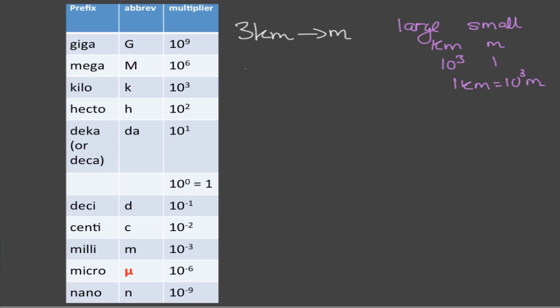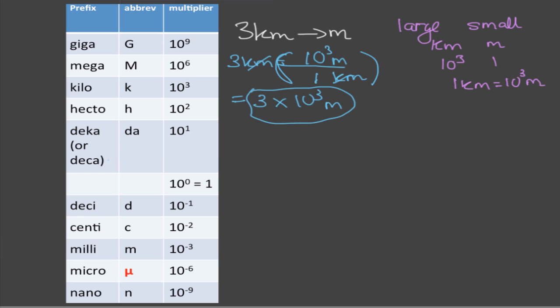Now we can do the conversion. 3 kilometers multiplied by, kilometers will go in the denominator, meters in the numerator. We have just written 1 kilometer is 10 to the 3 meters. The kilometers cancel, and our answer is 3 times 10 to the 3 meters.